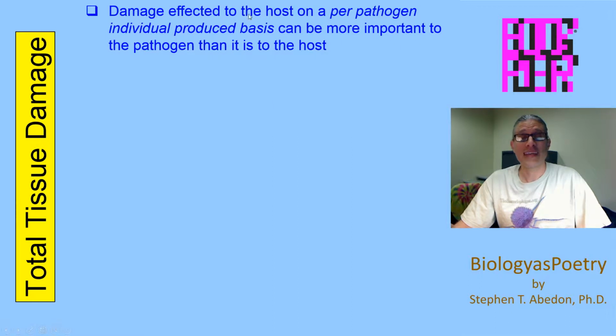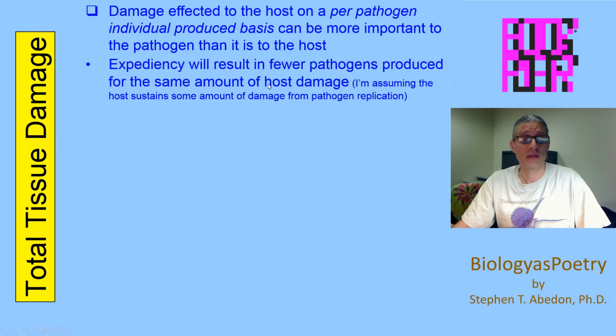So the damage that is caused by a pathogen to the host, on a per pathogen individual produced basis. That is, a pathogen replicates and produces a certain number of individuals and causes a certain amount of damage to the host. So the amount of that damage can be more important to the pathogen than it is to the host.